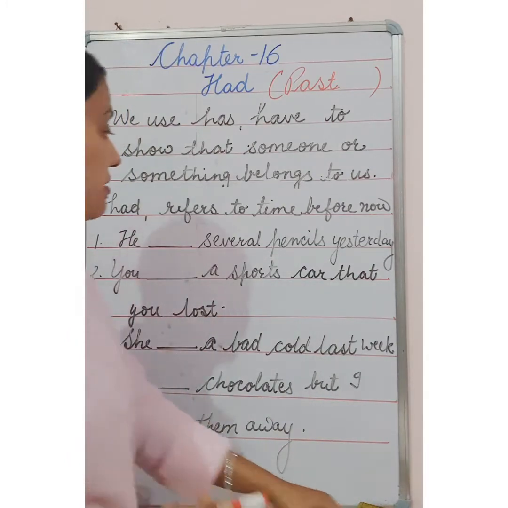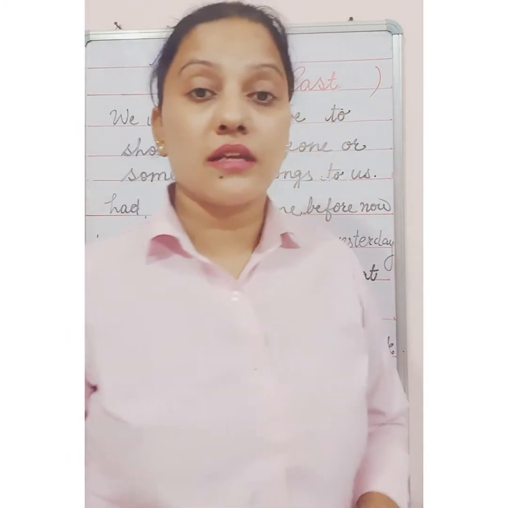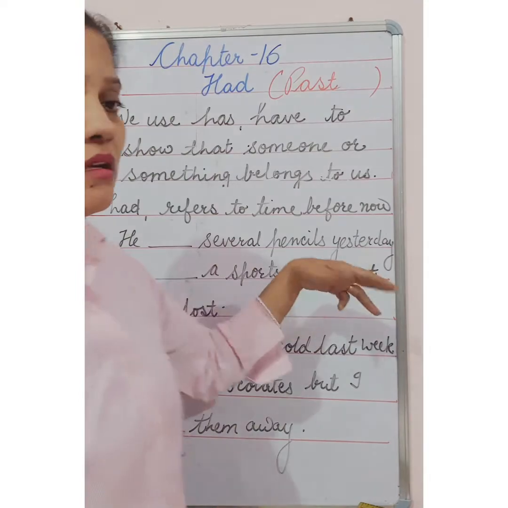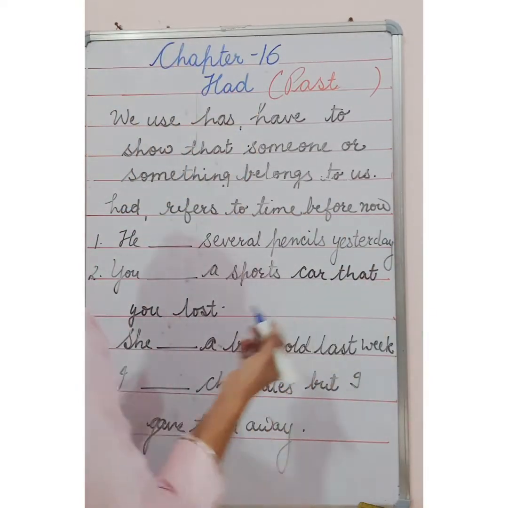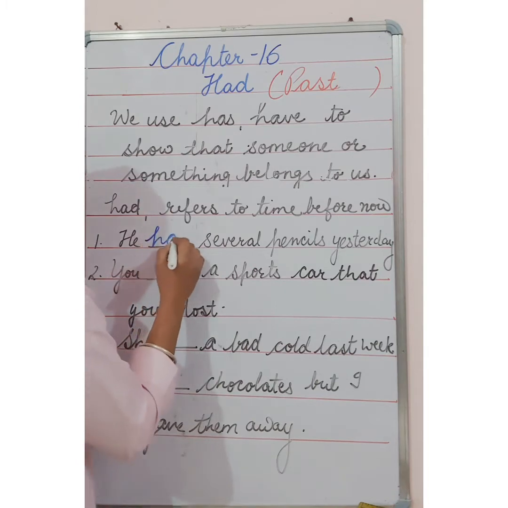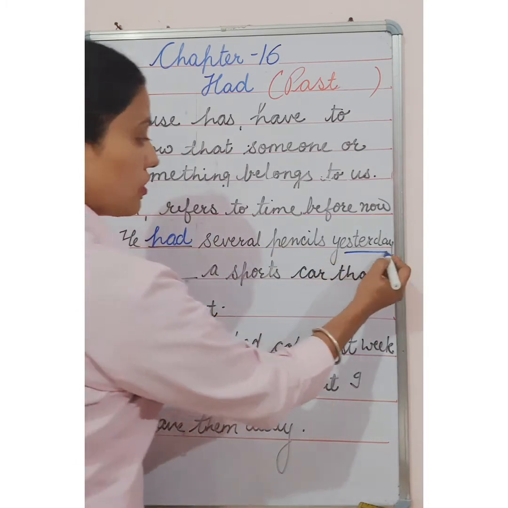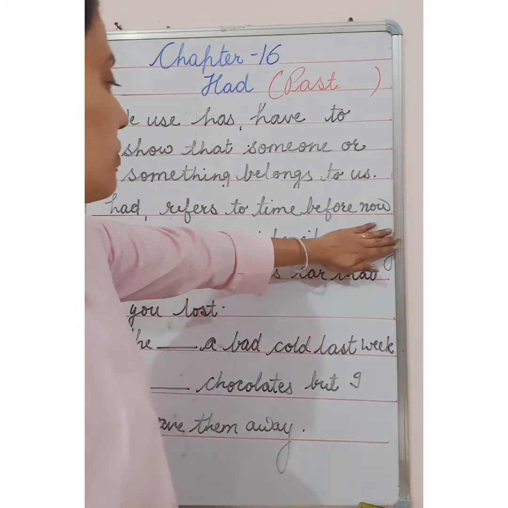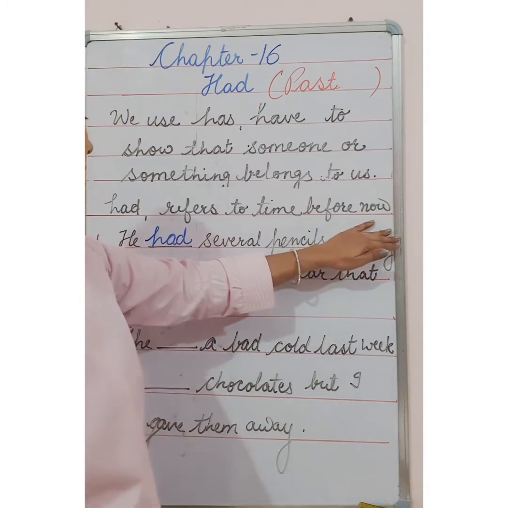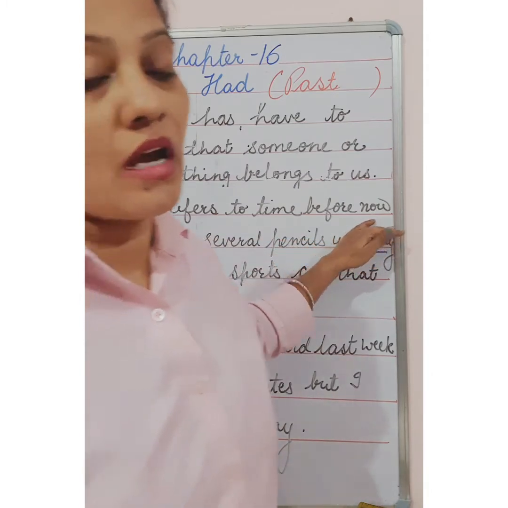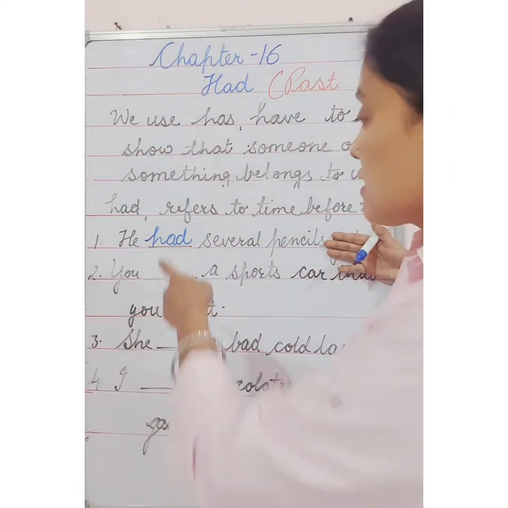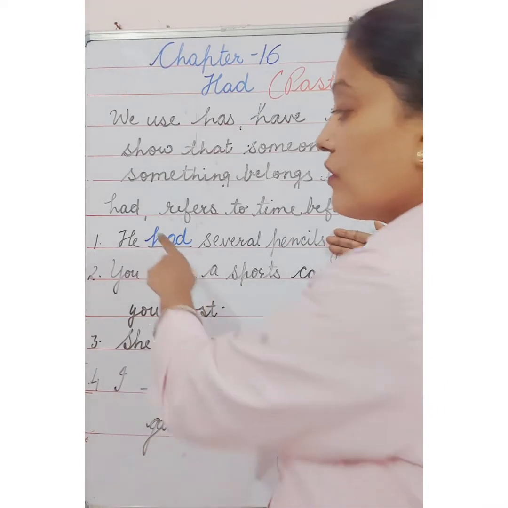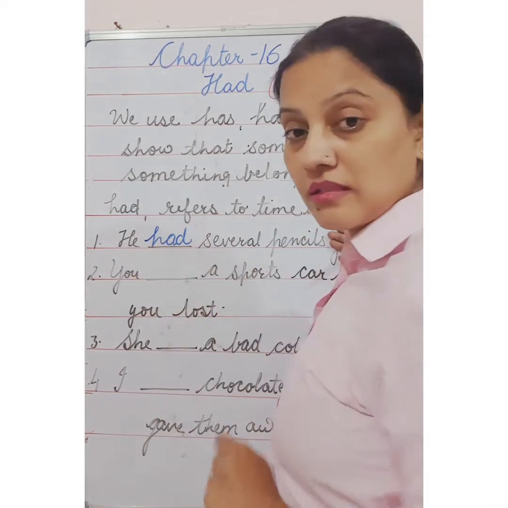He had several pencils yesterday. Several pencils means so many pencils. Yesterday. So he had. Yesterday he was having. Today he doesn't have. Yesterday we are talking about. Suppose yesterday is not given to you here. It is written he had several pencils. How do you come to know we are talking about the past? If yesterday is not given to you, how will you come to know? If it is given he had several pencils, then you will write he has several pencils.